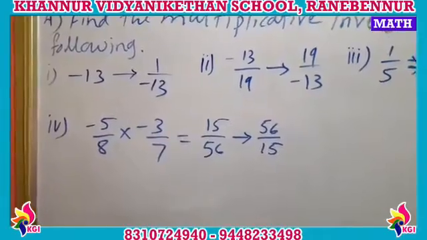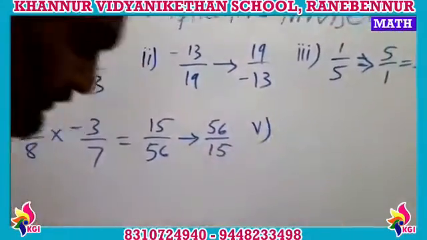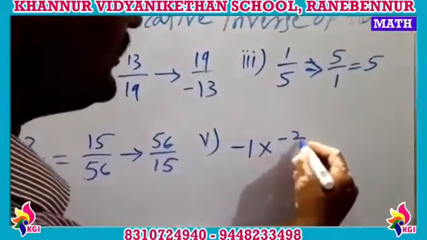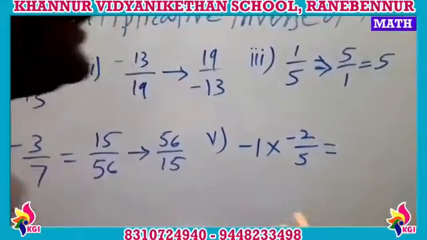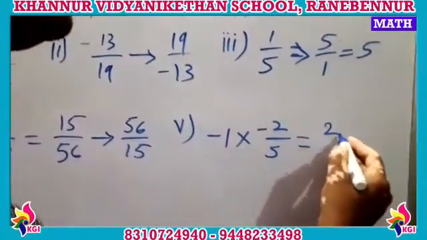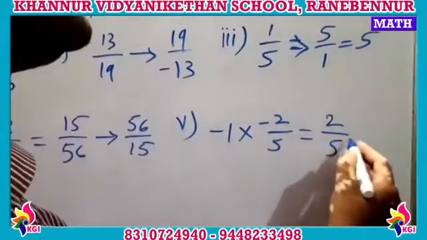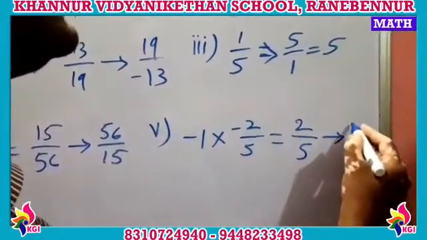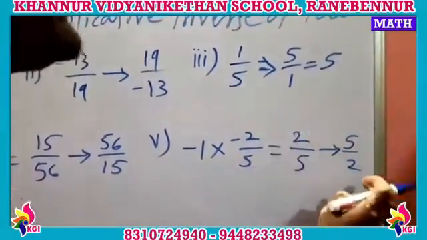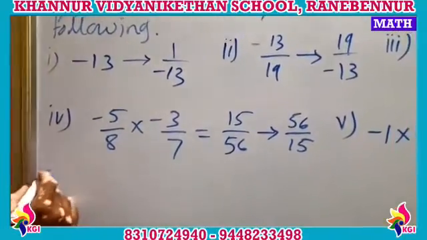Like that we go for the fifth one. The fifth question is again similar: minus 1 into minus 2 divided by 5. Very easy, right? Multiplication is to be done. Minus into minus will be plus. 1 twos are 2, and 5 remains 5. So its multiplicative inverse will be 5 divided by 2. Why? Because the denominator has gone up and the numerator has gone down.